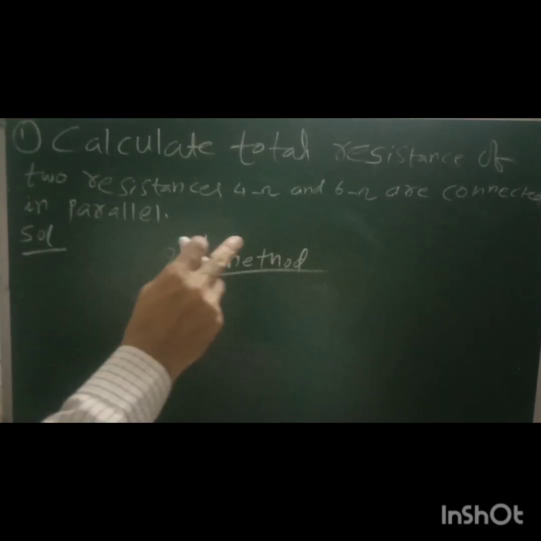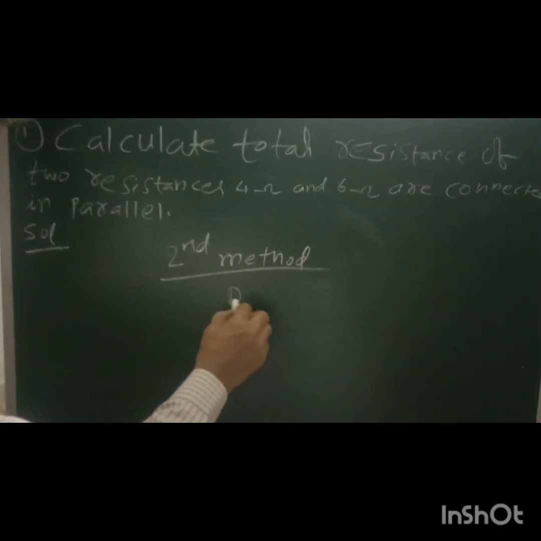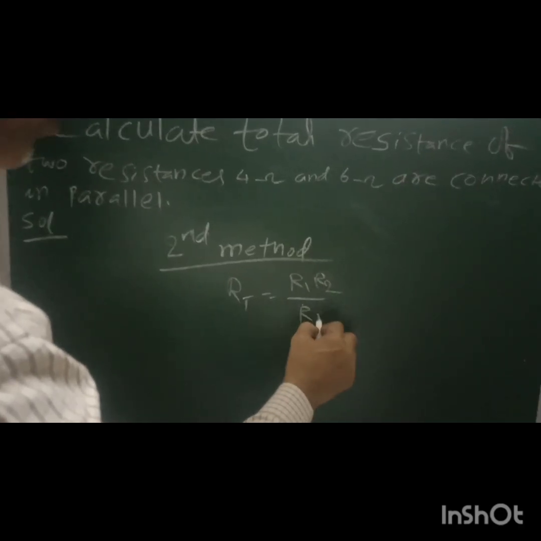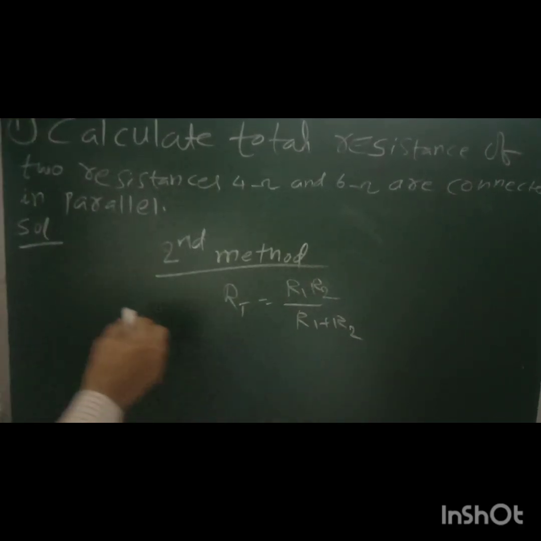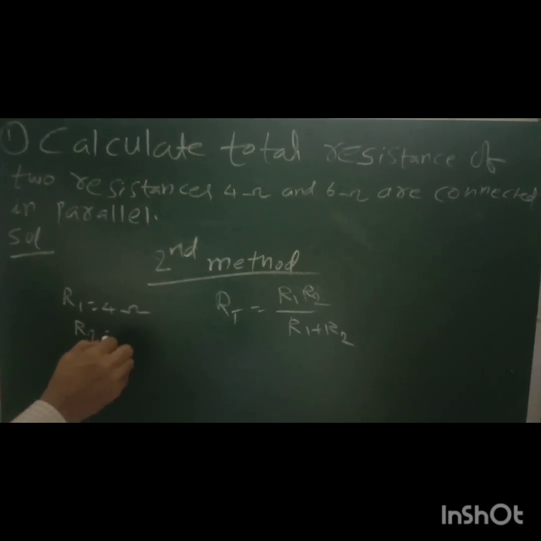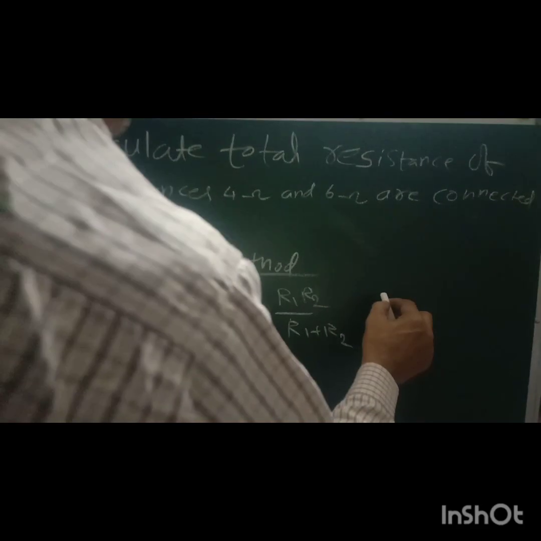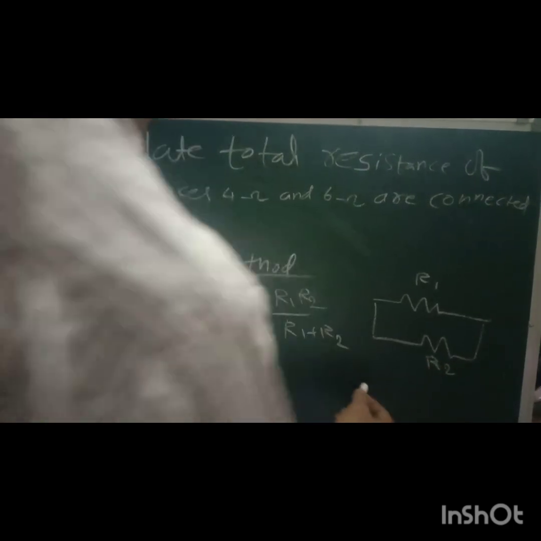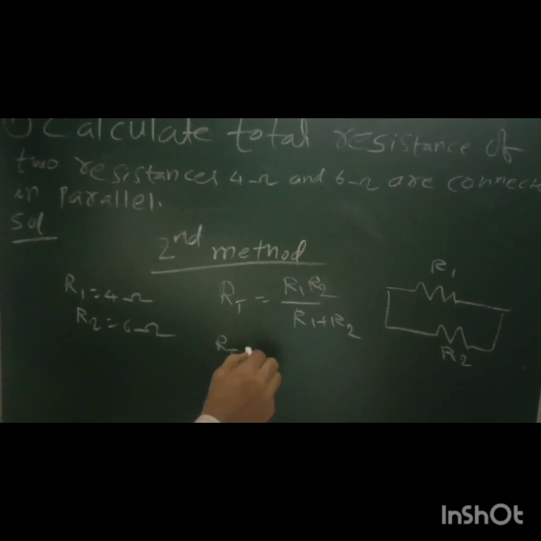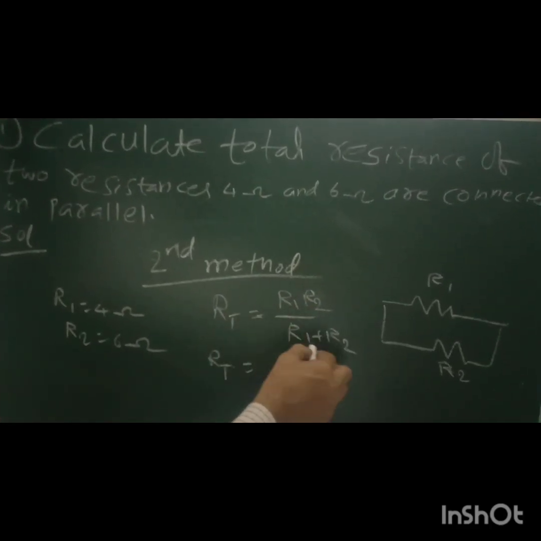When two resistances are connected in parallel, the equivalent resistance RT is equal to R1 R2 by R1 plus R2. In the given problem, R1 is equal to 4 ohm and R2 is equal to 6 ohm. So what is the equivalent circuit here? R1 and R2, two resistors connected in parallel. Equivalent resistance RT is equal to R1 R2 by R1 plus R2.